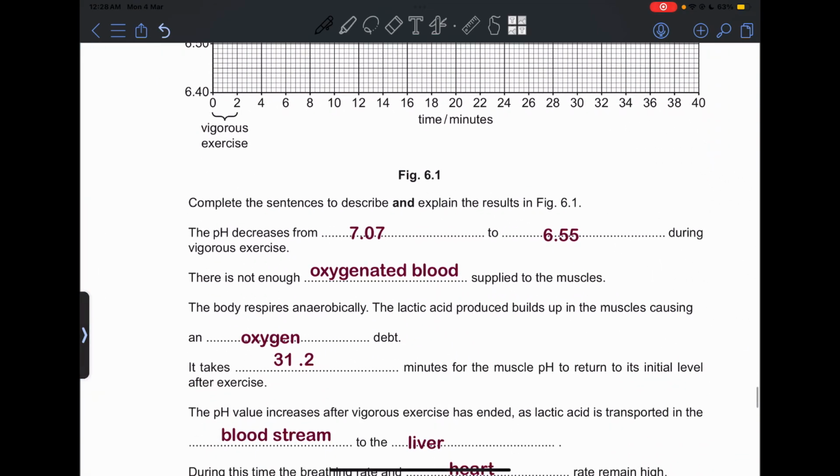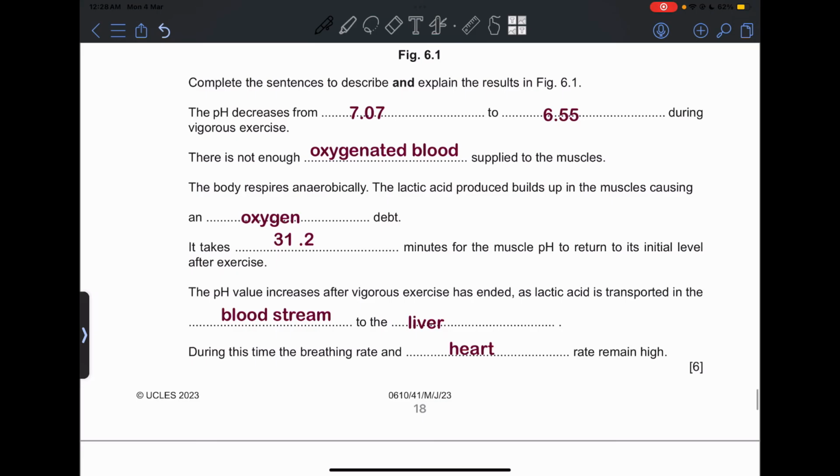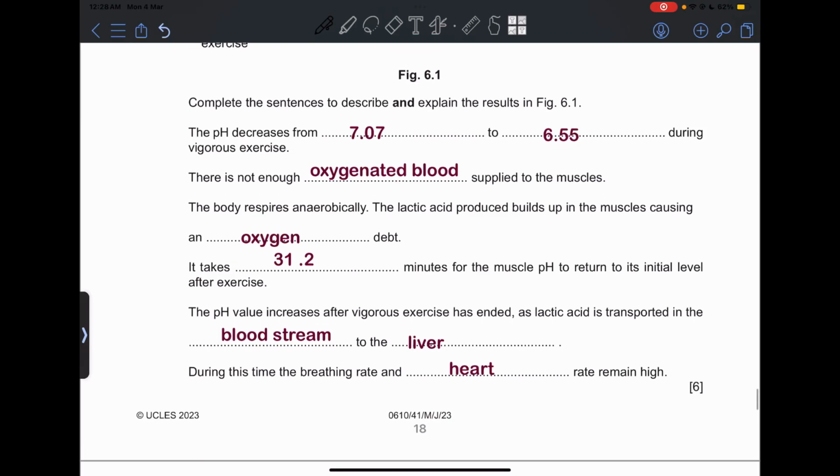There is not enough oxygenated blood supplied to the muscles. So this is the problem with oxygen debt. Oxygen debt is caused because the oxygen in the blood runs out. So then the body will respire anaerobically, which means it will respire without using oxygen. It will produce lactic acid, of course, and lactic acid builds up in the muscles. It will cause an oxygen debt, and it can also be very painful for the muscles.